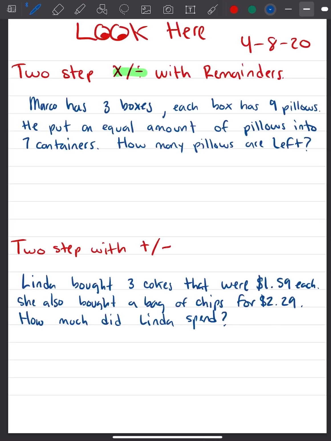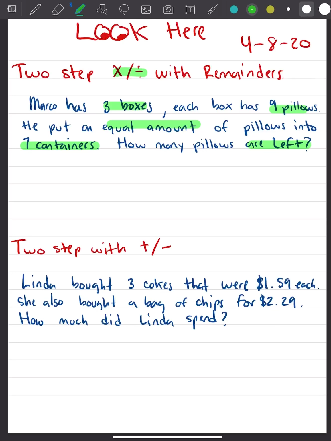The first thing we're going to do. All right, so I already gave you a small story. We're going to look at the story and see how we can solve it. It says Marco has 3 boxes, okay? Each box has 9 pillows. He put an equal amount of pillows into 7 containers. How many pillows are left?